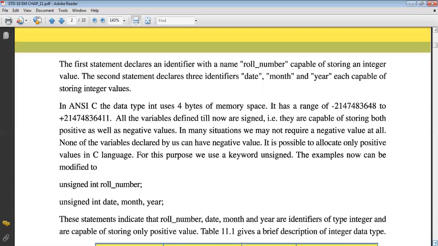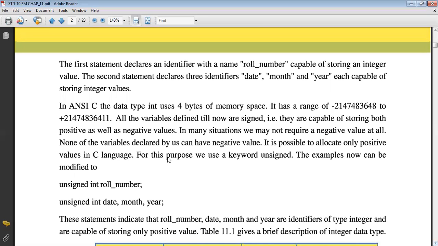The first statement declares an identifier with the name roll number, capable of storing an integer value. The second statement declares three identifiers, date, month, year, each capable of storing an integer value. In ANSI C the integer data type uses 4 bytes of memory space. 8 bits equal 1 byte. 4 bytes means it has a range of -2147483648 to +2147483647.